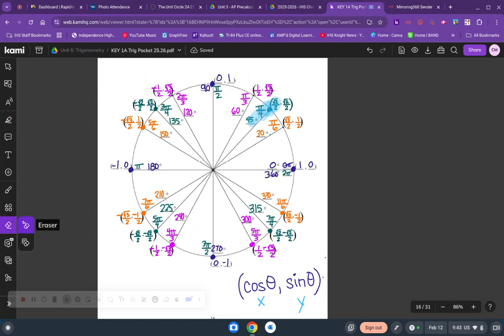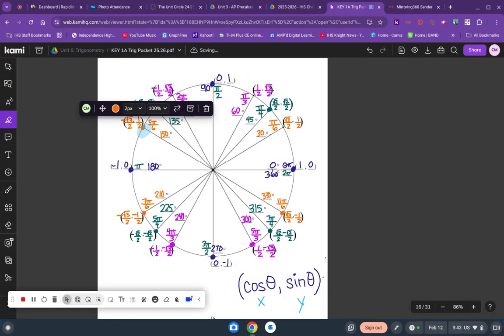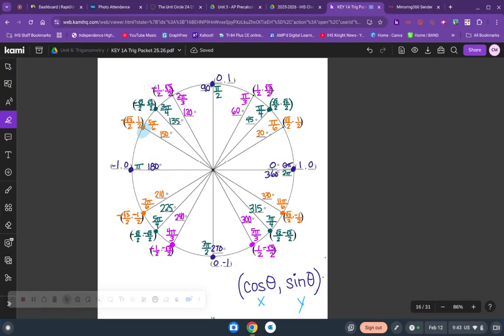If I were asked what is the sine of 5 pi over 6? What is the sine of 5 pi over 6? I would look to find the angle 5 pi over 6. Find the angle 5 pi over 6. And since they asked me for the sine, that's going to be the y coordinate. So the sine at 5 pi over 6 is 1/2.